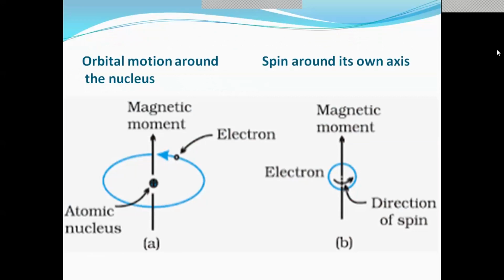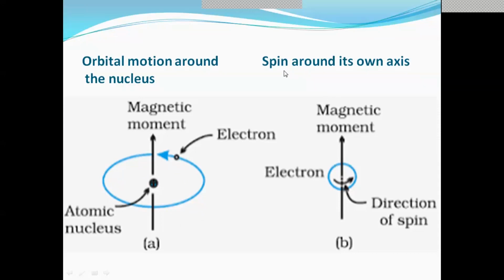Here, this is the picture which again clearly explains how electron movement is observed inside an atom. The left picture shows orbital motion around the nucleus. See here, the central spot is the atomic nucleus, and about this, a magnetic moment arises due to the movement of the revolving electron going about its own orbit. Here the electron is revolving around the nucleus in its own energy level. Because of this movement, a magnetic moment arises inside it.